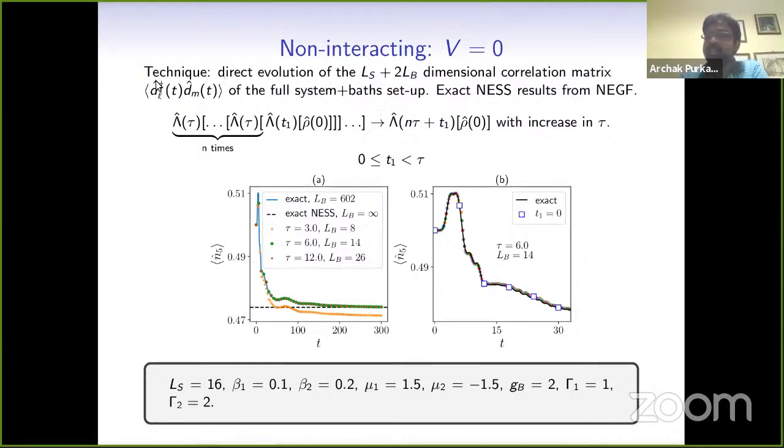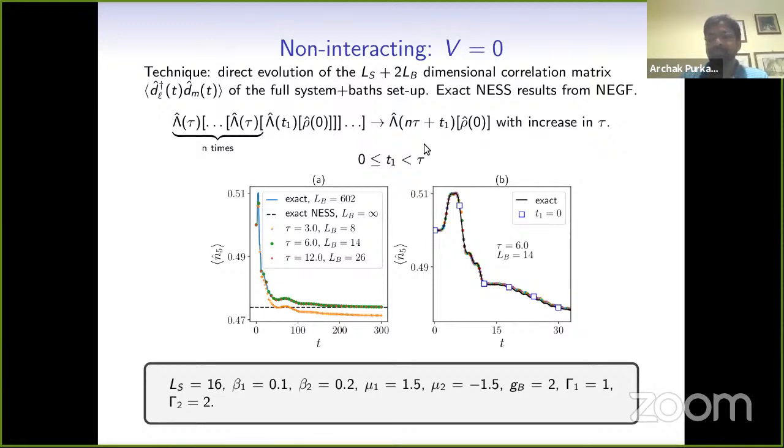One of them is this: D is either a bath operator or a system operator, like a bath creation operator, a bath annihilation operator, or a system annihilation operator, and you create a matrix like this. This matrix will be LS plus 2 LB dimensional, which is just linear in the size of the full system plus baths. So this can be done exactly, and the steady state can be found exactly using non-Markovian Green's functions. So we have exact results, and we can benchmark this.